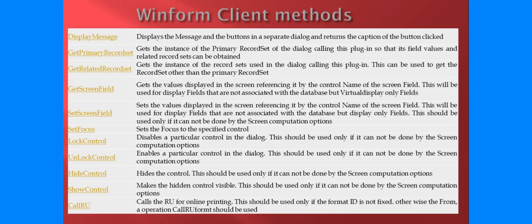Get screen field gets the values displayed in the screen referencing it by the control name of the screen field. This will be used for display fields that are not associated with the database, but virtual display only fields. Set screen field sets the values displayed in the screen referencing it by the control name of the screen field. This will be used for display fields that are not associated with the database, but display only fields. This should be used only if it cannot be done by the screen computation options.